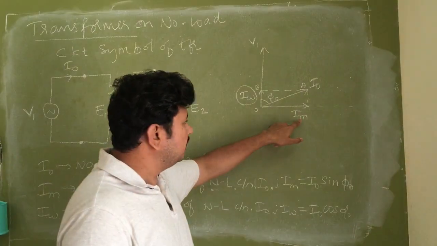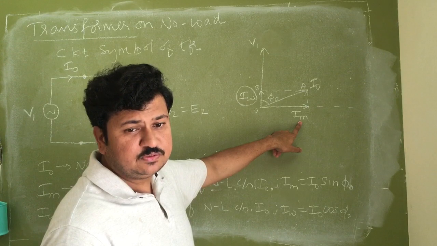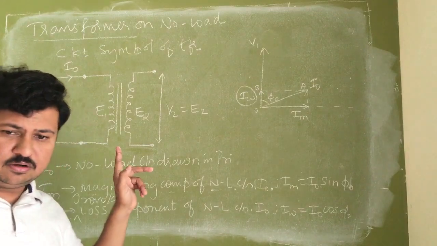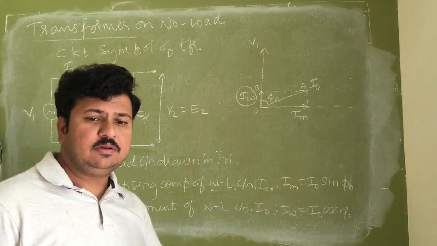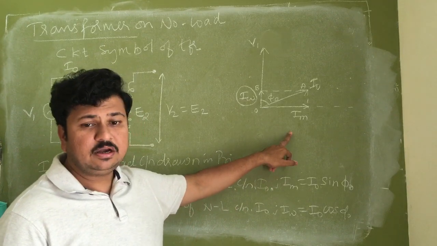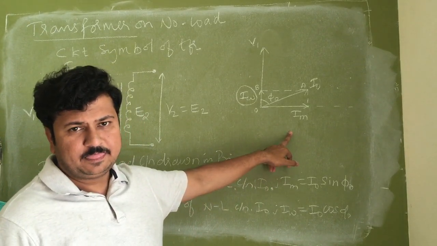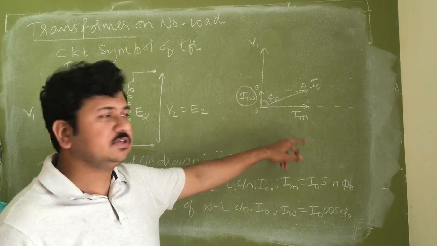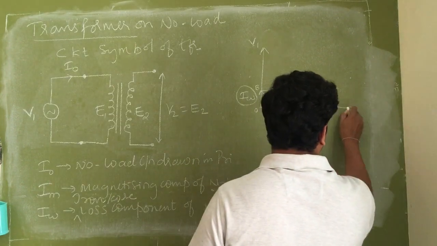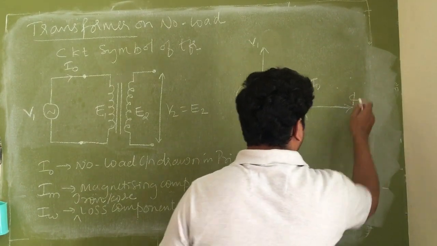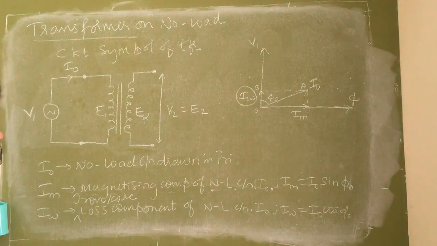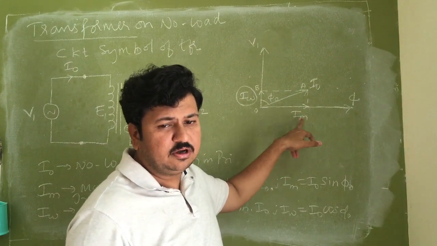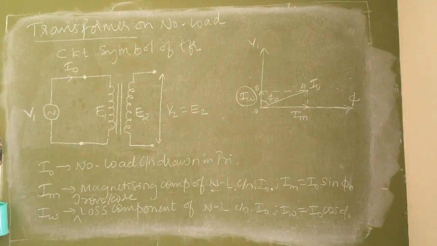Now this component IM is the magnetizing current, which will create the flux. Like I told in one of the previous fundamental classes on electromagnetism, the flux created is always in phase with the current which is creating that flux. So the flux phi present in the transformer core is in phase with the magnetizing current. Because this component of current is magnetizing the core, it is called magnetizing current.